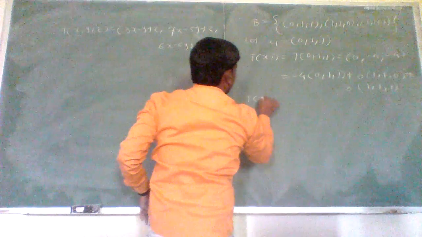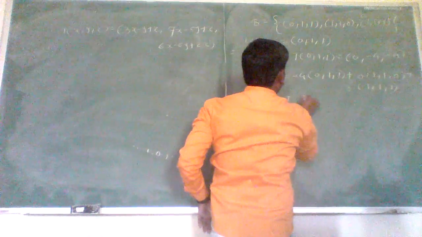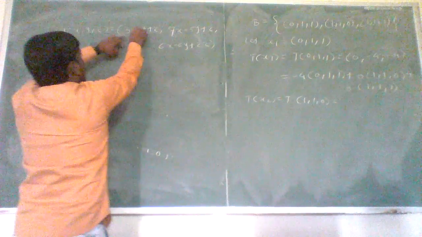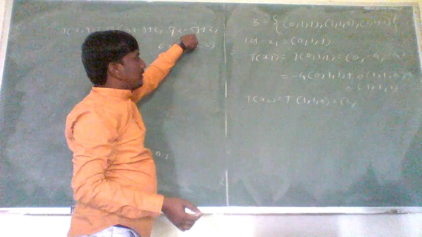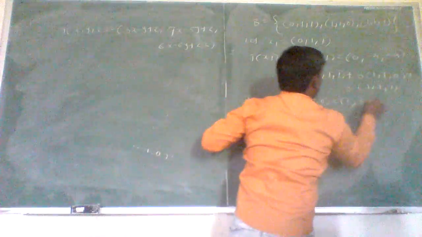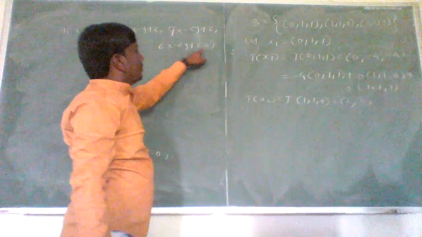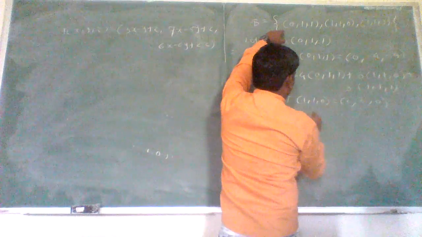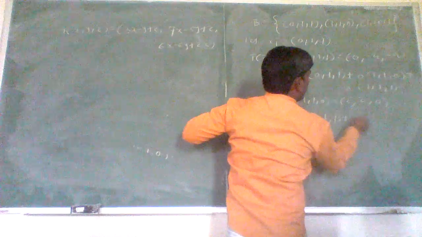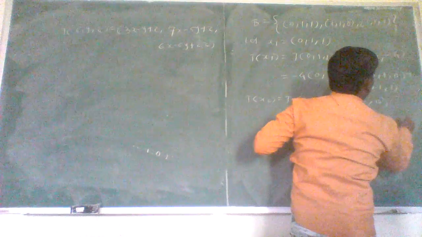Similarly T of x2, where x2 is (1, 1, 0). Now we have to put x equal to 1, y equal to 1, and z equal to 0. For x equal to 1, 3 minus 1 is 2. Again, 7 minus 5 is 2. Then 6 minus 6 is 0, actually z is already 0, which is 0. Now we have to write this as a linear combination of these three elements, which is 0 into (0, 1, 1) plus 2 into (1, 1, 0) plus 0 into (1, 1, 1).